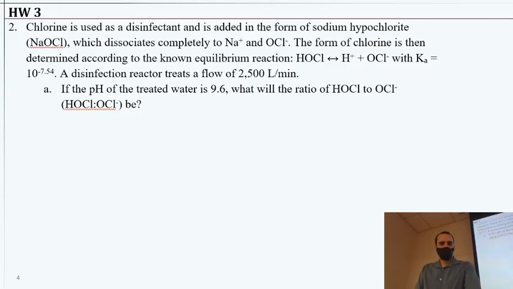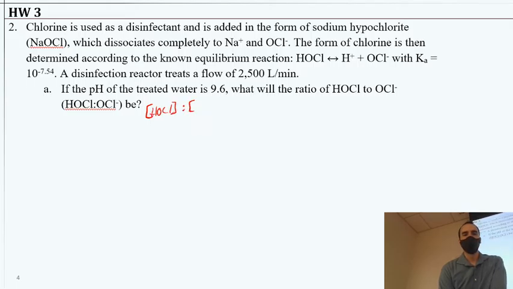We have a disinfection reactor that's treating a flow of 2,500 liters per minute of water. The pH for this water is 9.6. And so the first question is, what will the ratio of HOCl to OCl- be? Essentially, we're looking for HOCl to OCl-. Another way to write that would be simply HOCl divided by OCl-.